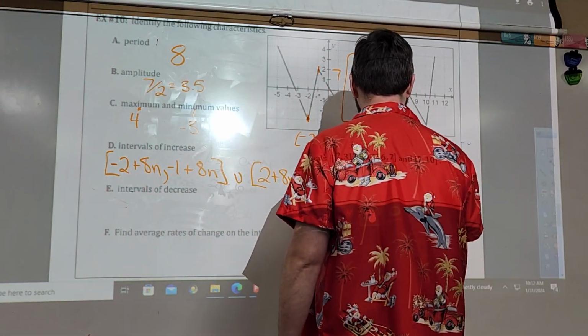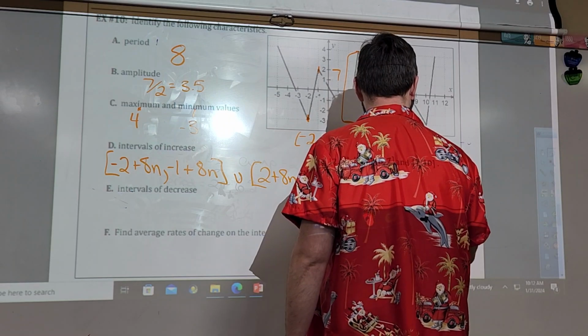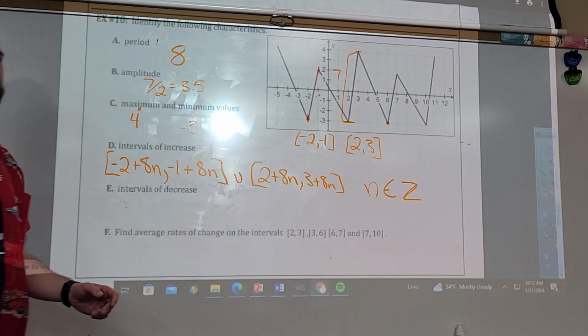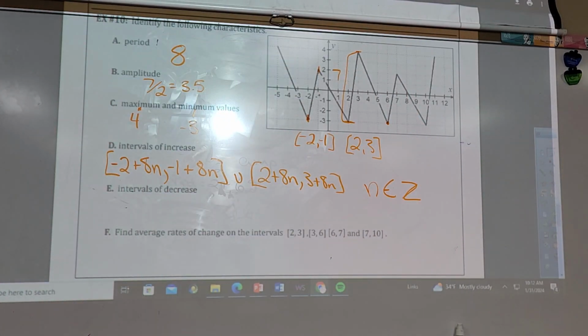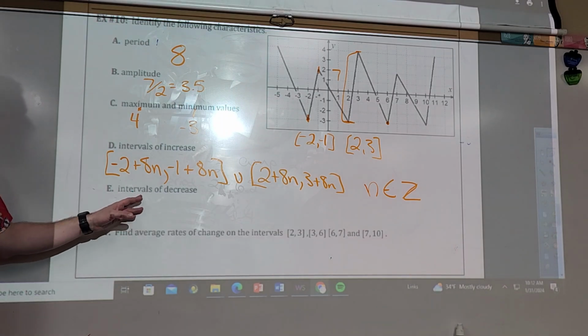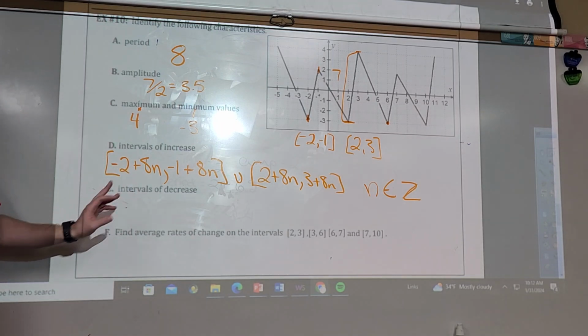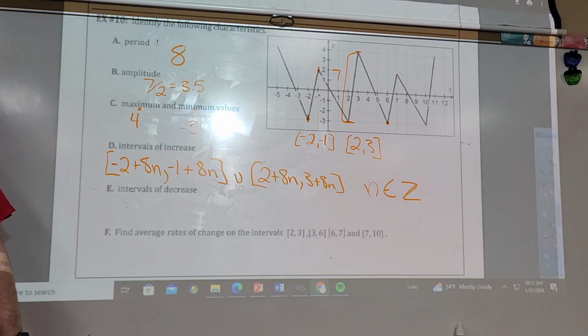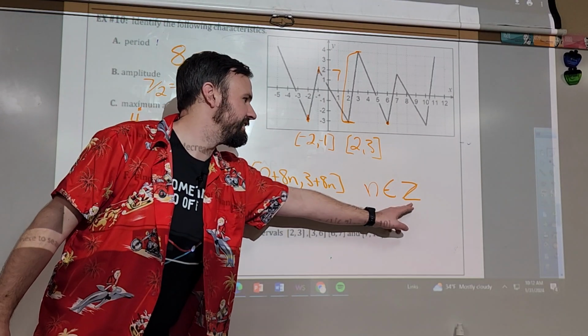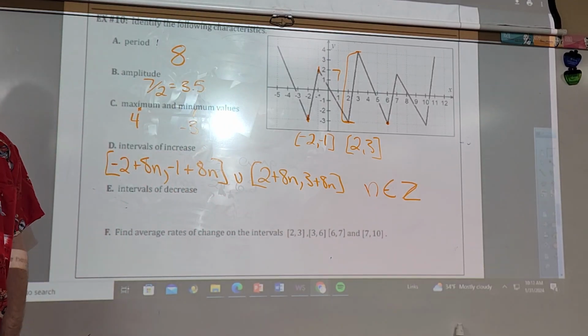Well, I've put n exists. Do you guys see I was doing that in the videos? That's saying n is an integer, right? So it works for negatives. It doesn't work for decimals. n has to be -1, -2, 0, 3. But for any value I plug in for n, this interval will work. And you always just take your interval and you add your period times n. n exists in the set of integers.